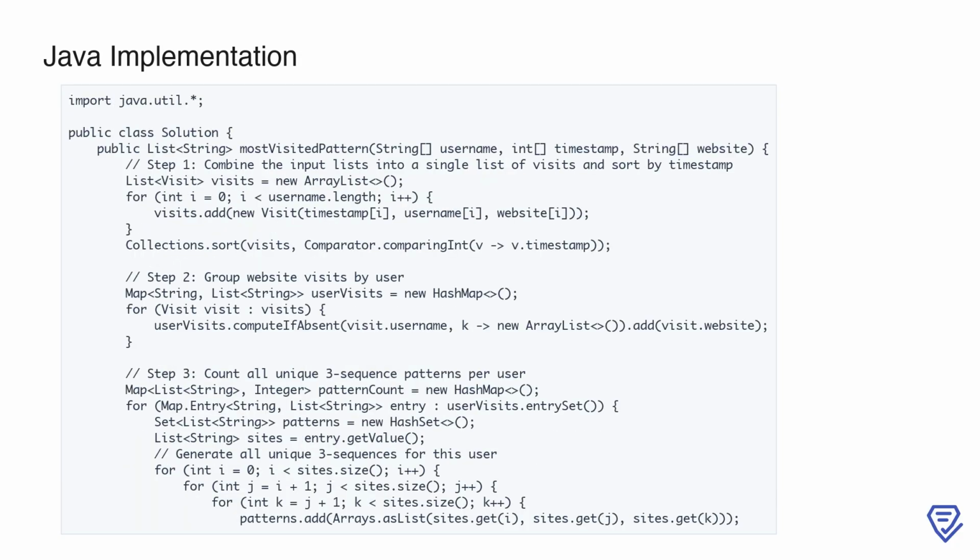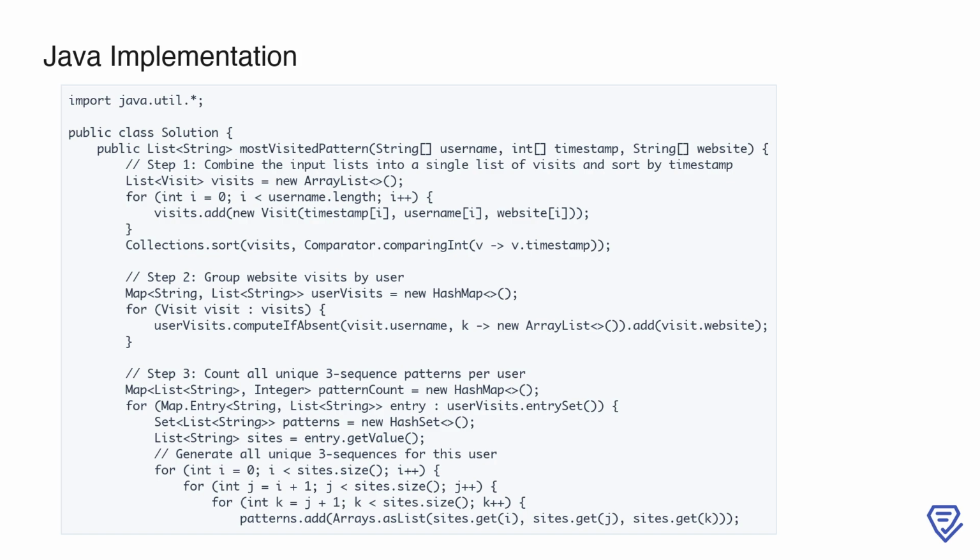Here, we begin by defining the main method to solve the problem. The goal is to determine the most visited 3 sequence pattern of websites by users. First, we create a helper class called visit to encapsulate the details of a visit, including the timestamp, username, and website. Then, we initialize a list of visit objects and populate it by combining the 3 input arrays, username, timestamp, and website. Once the visits are populated, we sort them by the timestamp using a comparator.